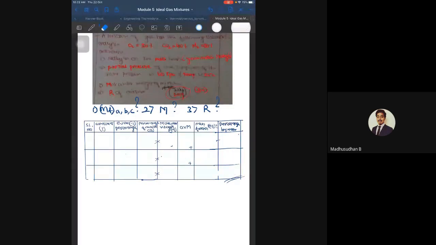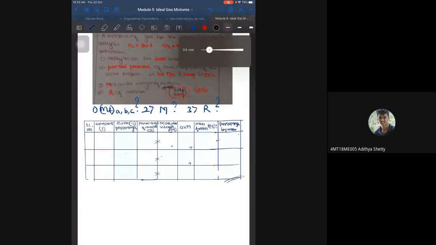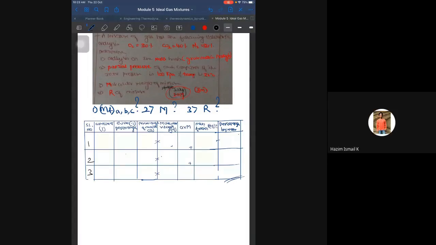Okay. So how many constituents are there in this problem? 3, sir. Okay. So 1, 2, and 3. Is it better that I put it in a portrait mode? Which one is better, the landscape one or the portrait one? Landscape, sir.